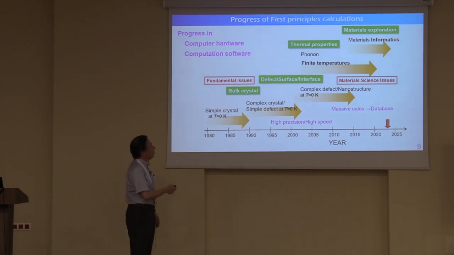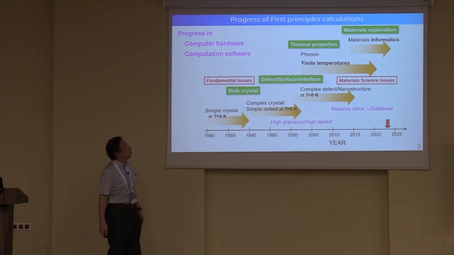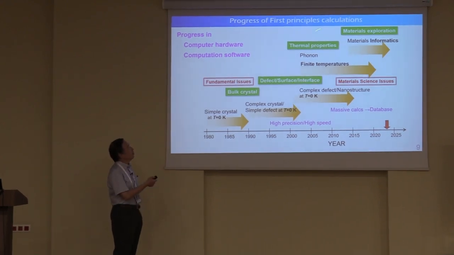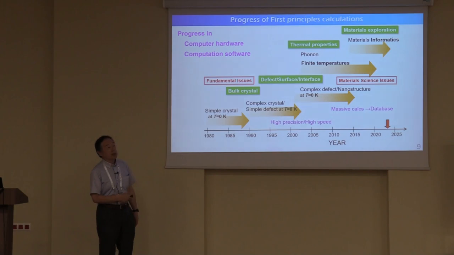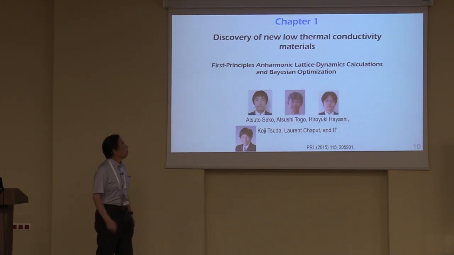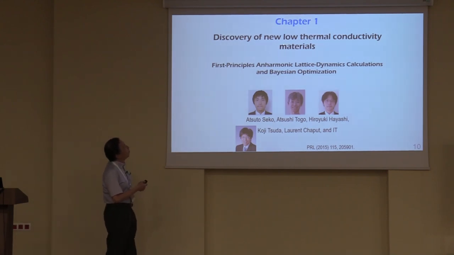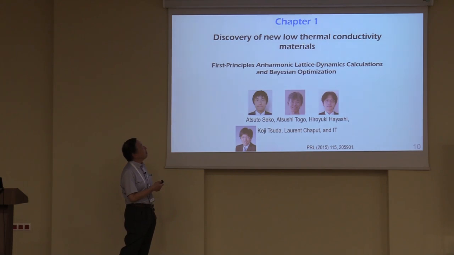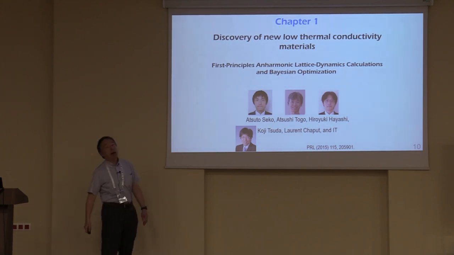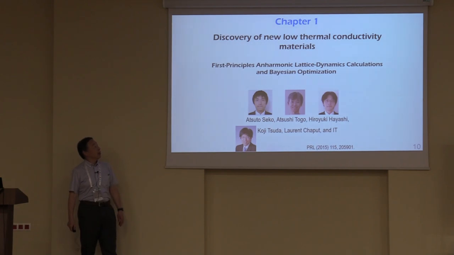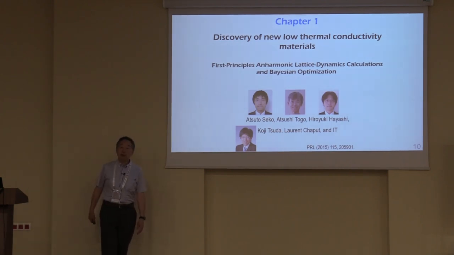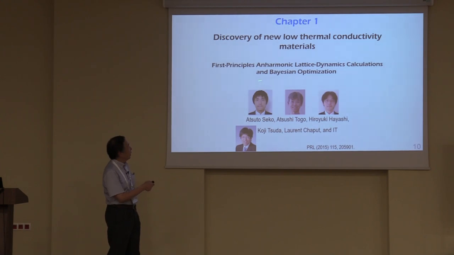So we have a long history of first principles calculation, and now we can get some information on the density functional, and also databases can be constructed. In chapter one, I will talk about the discovery of new low thermal conductivity materials using first principles anharmonic lattice dynamics calculation and Bayesian optimization. The people who were involved in this study were these people, mainly Professor Seppo and Professor Paul.